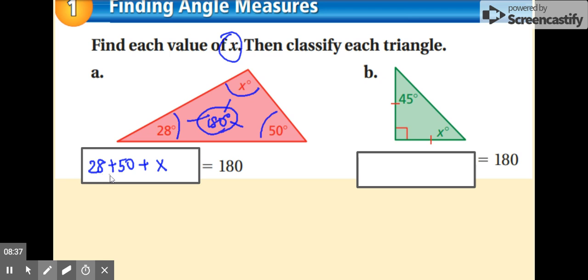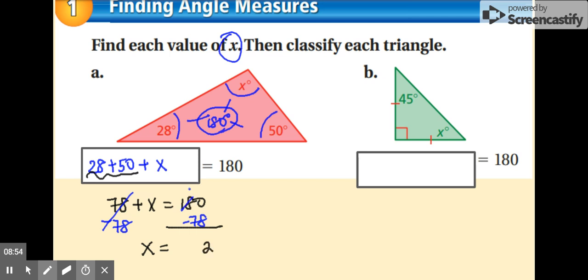So let's just solve this for X, because we know how to solve multi-step equations. Let's add these together, which is 78. X is equal to 180 minus 78, and the 78 will be gone. So X is equal to, what is it? 102. So X is going to be 102.